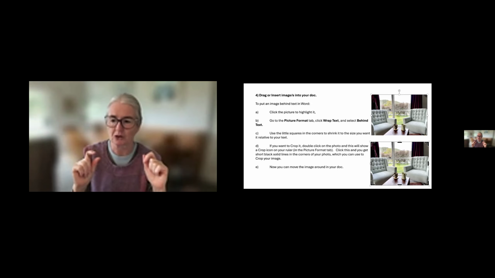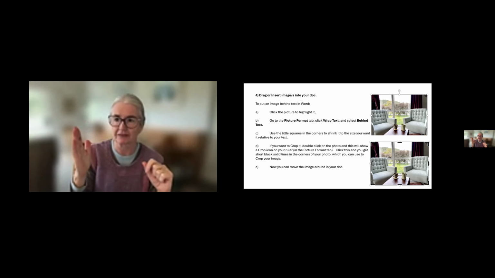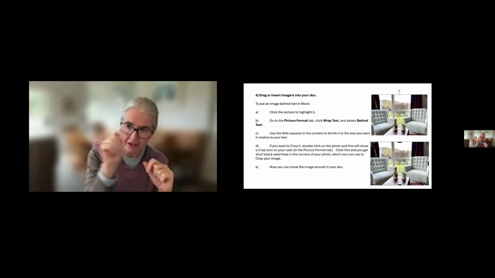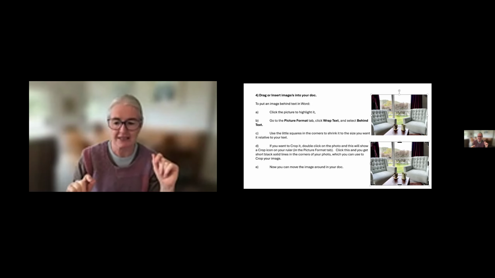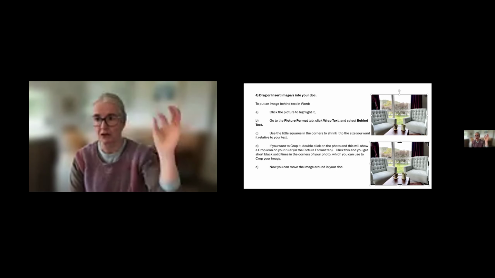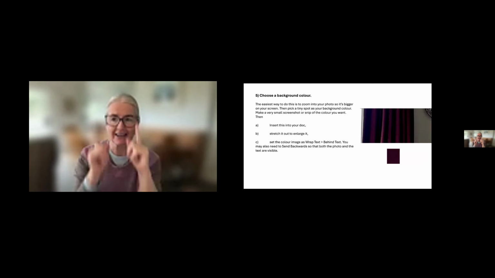If you decide you don't want all of the image, then you're going to have to crop it. Crop just cuts off a slice. This is what crop looks like, the solid dark lines. You have to be very precise with your mouse to get on the little dark line and drag it in, release, and voila, your photo is magically a different crop. When it's behind text, you can move it around anywhere you want on your document and it will stay put.